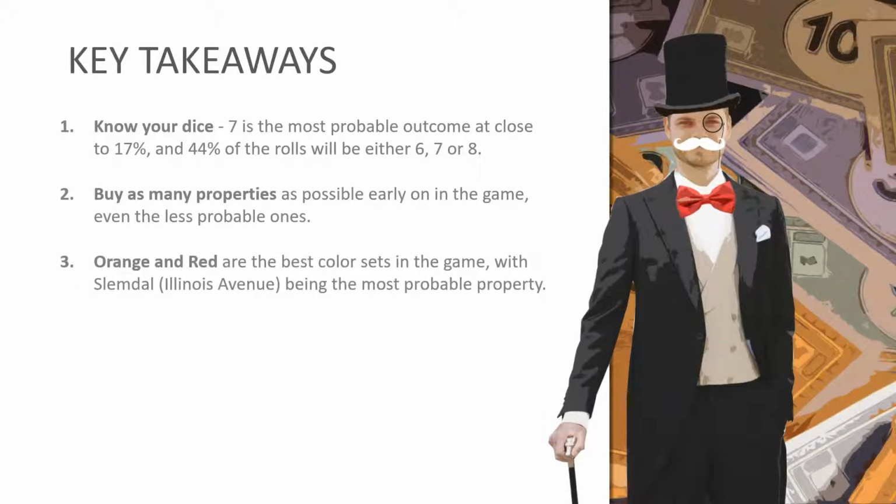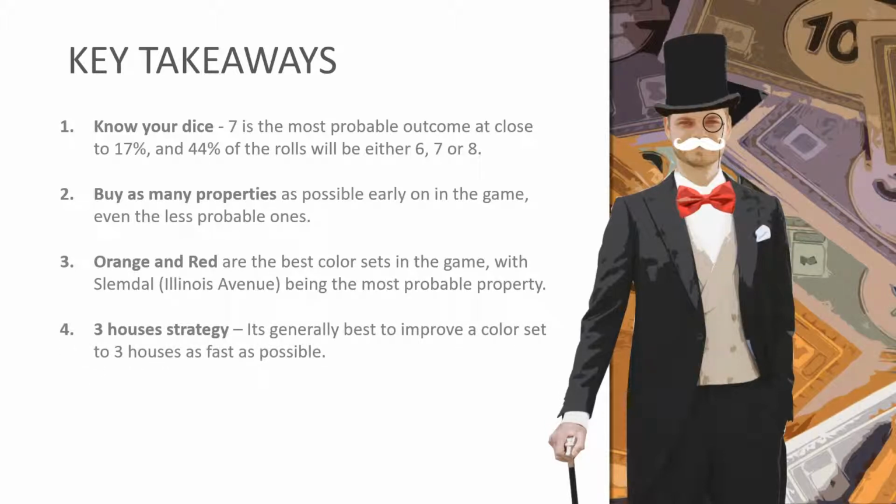Number 3, orange and red are the best color sets in the game, with St. James Place or Illinois Avenue being the most probable property. Orange also has the lowest payback period for 3-house investment, while red has almost the same but generates a higher expected income. Number 4, 3 houses strategy. It's generally best to improve a color set to 3 houses as fast as possible. This has been apparent in all of the models, and this is a really key strategy.